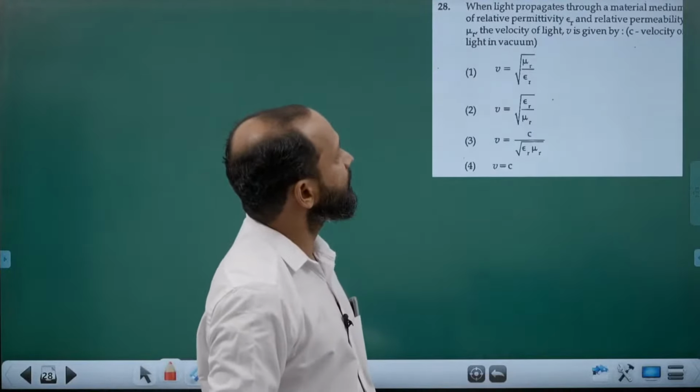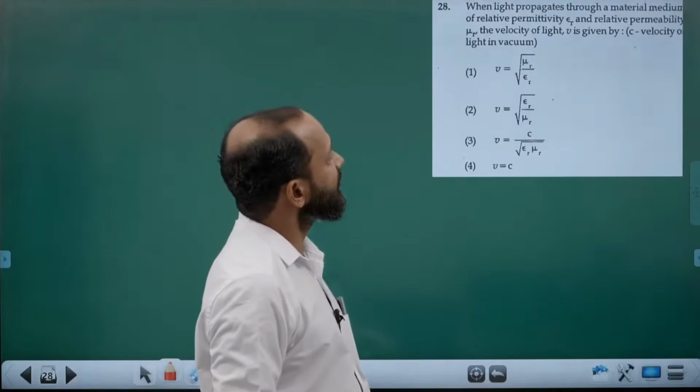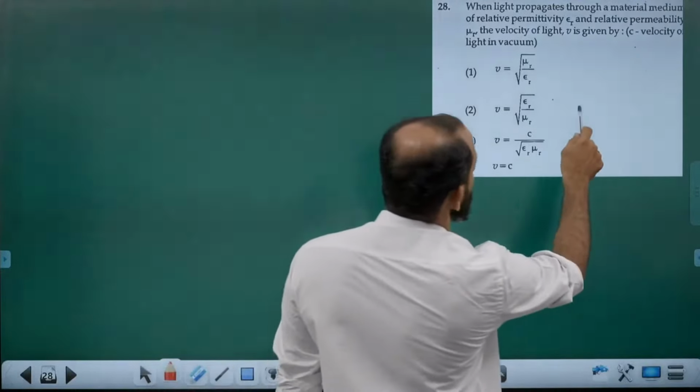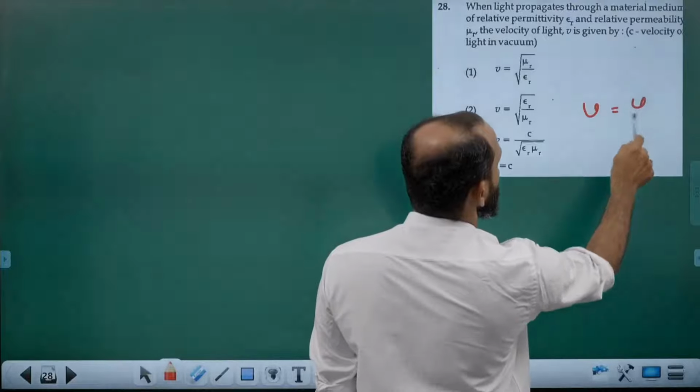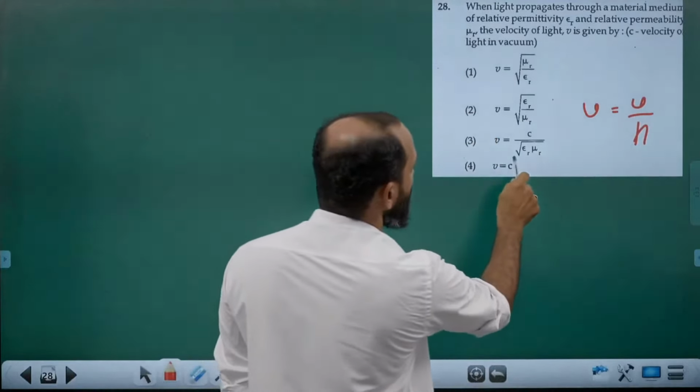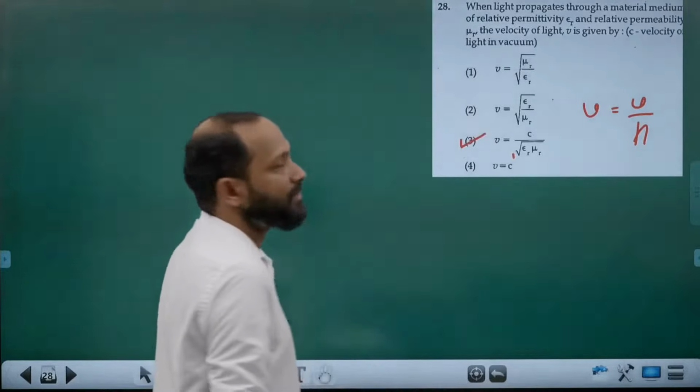28. When light propagates through a material medium, the velocity of light in that medium is given by speed v equal to c divided by the refractive index n, but refractive index is root mu r epsilon r. So correct answer is option 3.